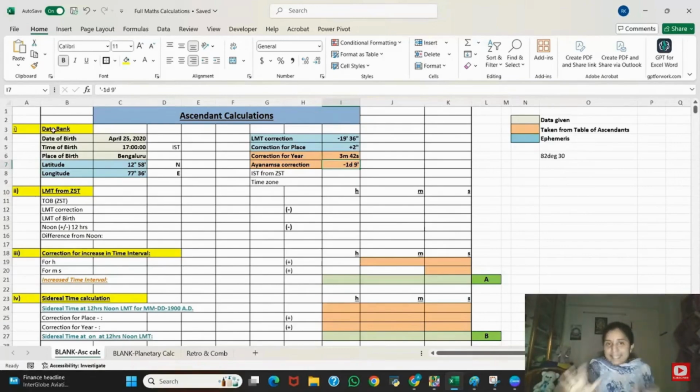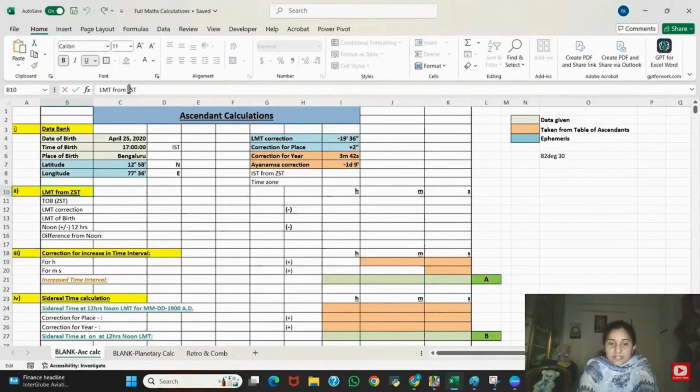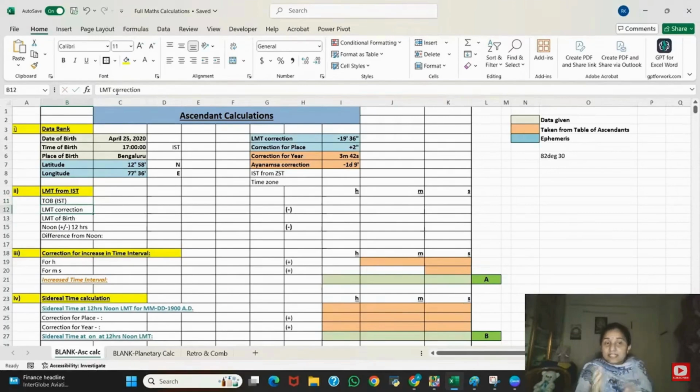So this is the data bank. In the ascendant or Lagna calculation, we also have 5 parts. In the first part we have to note down the data bank, with the details which we have received: the latitude and longitude, then LMT correction, place correction, then the year correction, then Ayanamsha correction. After we do this, next we have to go through the LMT from ZST or LMT from IST. As this is IST, we can directly go here.